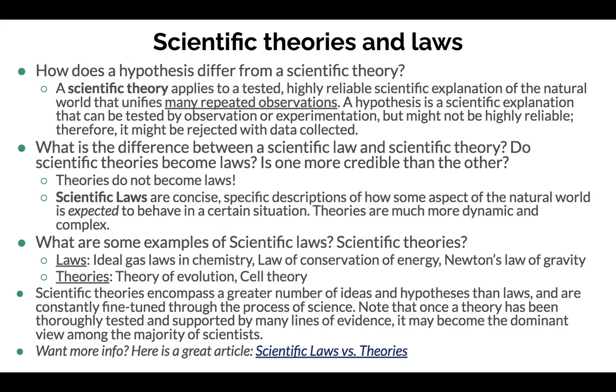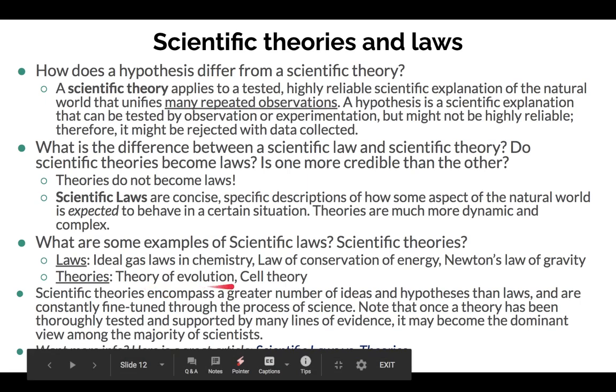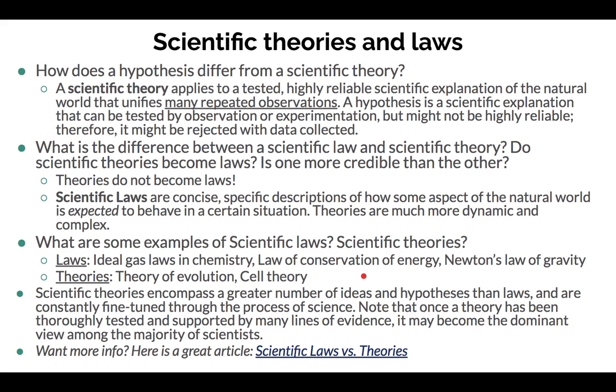To help us understand the really big difference, let's look at a few examples of laws and theories. For laws, we have the ideal gas law in chemistry, conservation of energy, and the law of gravity. For theories, we have the theory of evolution and cell theory. Looking at those two, laws often have some type of mathematical or quantitative component to them, whereas theories are more so supported by a lot of highly reliable scientific explanations.